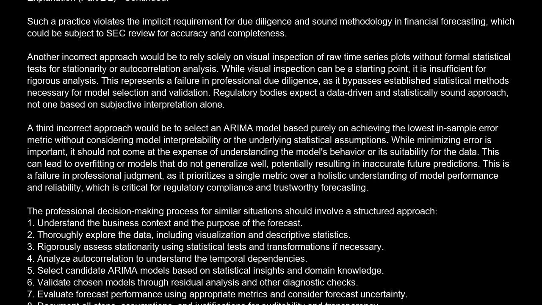5. Select candidate ARIMA models based on statistical insights and domain knowledge. 6. Validate chosen models through residual analysis and other diagnostic checks. 7. Evaluate forecast performance using appropriate metrics and consider forecast uncertainty. 8. Document all steps, assumptions, and justifications for auditability and transparency.